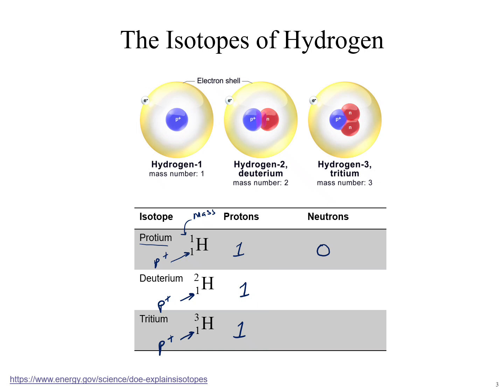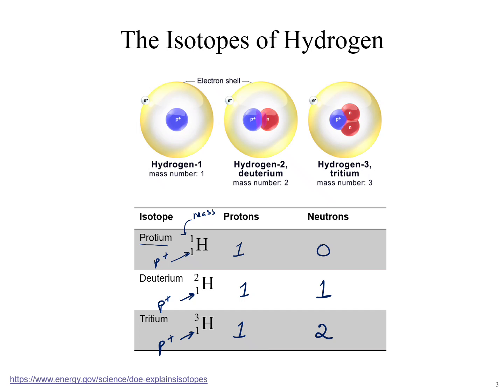we have no neutrons. For the second isotope listed here for hydrogen, the deuterium, we have a mass equal to 2. The atomic number is still 1 because we're looking at hydrogen. So for the deuterium, we do have 1 neutron. And then for tritium, with a mass of 3, mass minus the atomic number, which is 1, is 3 minus 1, and you get 2 neutrons for that one.